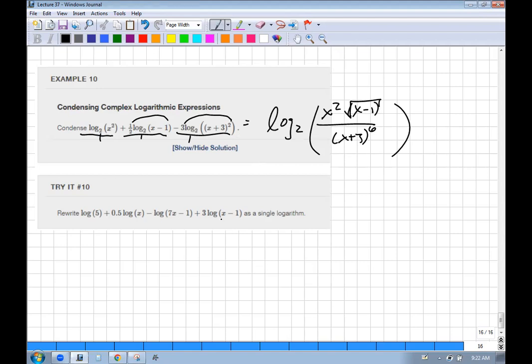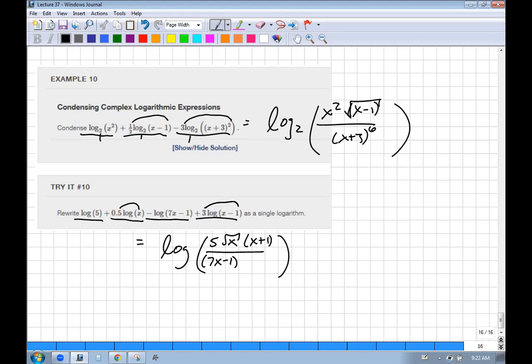These are all the log base 10. They all have the same base, so we can combine these. So this one, we have a 5 on top. This is an x, and then this can be moved out on top as an exponent, so that's a square root. This one's on the bottom, so we have 7x minus 1. This one's positive, so it's on top, and that could be written as an exponent.